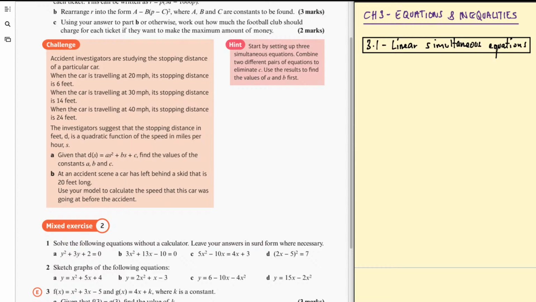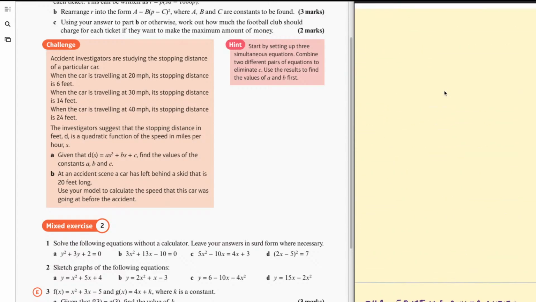Hello. In today's live stream, we are going to start chapter 3, equations and inequalities. Just before I do that, I am going to go back and do the challenge that I talked about at the end of the last session. Remember, we're talking about quadratics and modeling quadratics, and this was the challenge at the end of that section. That's what I'm going to do right now.